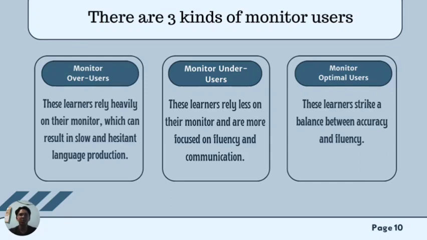There are three kinds of monitor users. First is monitor over-users. These learners rely heavily on their monitor, which can result in slow and hesitant language production. The second is monitor under-users. These learners rely less on their monitor and are more focused on fluency and communication. And the last is monitor optimal users. These learners strike a balance between accuracy and fluency.